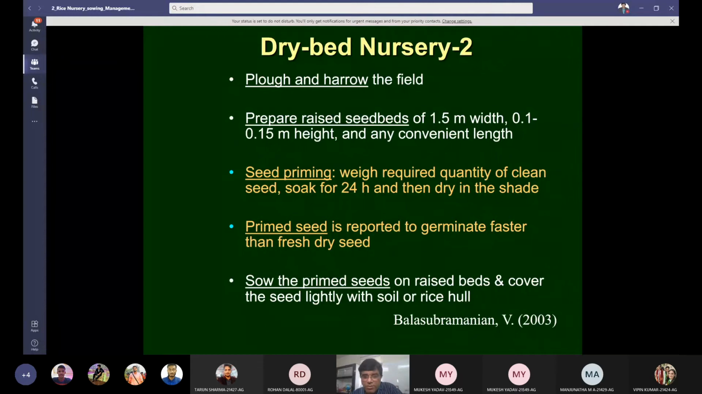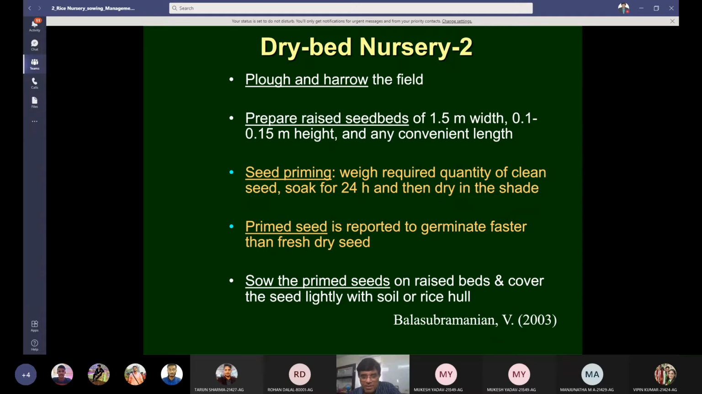So it is better to soak the seed in water for 24 hours, then dry it partly in the shade, and then go for sowing. Primed seed is reported to germinate faster than fresh dry seed. Such treatments are recommended for control of some diseases also. If you remember, in wheat, loose smut is controlled by soaking in water. For 4 hours seeds are soaked in water, then dried for 4 hours in shade, and then sowing is done. So they give you better germination and also loose smut can be controlled that way.